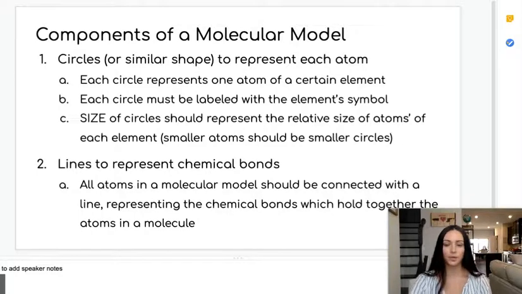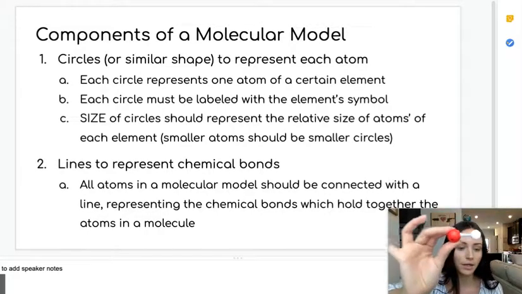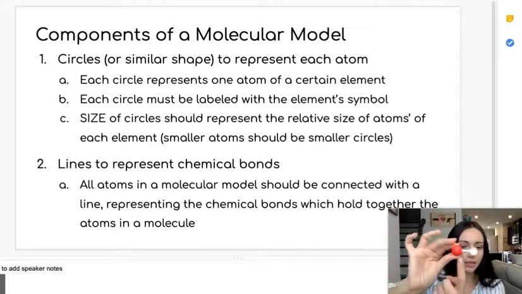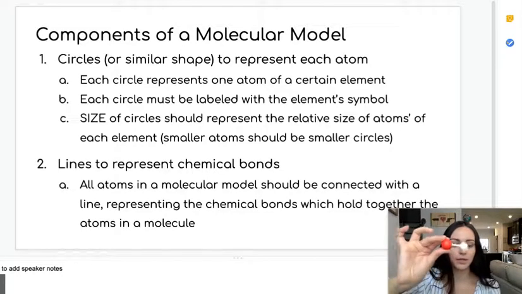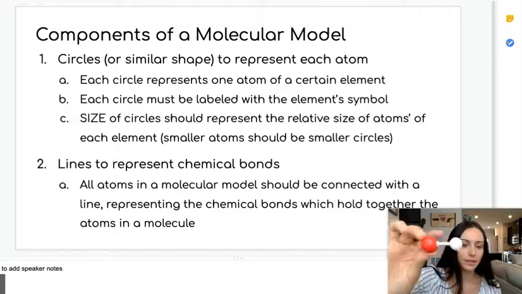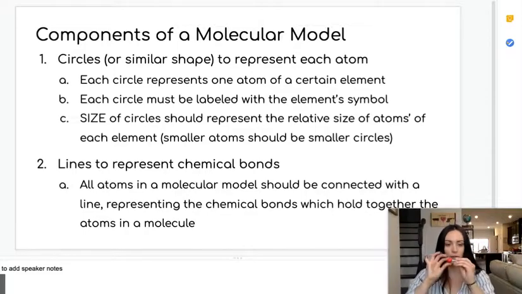The second component to a molecular model is the lines that represent the chemical bonds. All atoms in the model should be connected to the atoms that they are connected to in the compound, represented by one line. In a drawing, that would simply be a line, and we can see here in my molecular modeling kit, it is a plastic connector. Again, the lines that connect represent the chemical bonds that hold together the molecule.